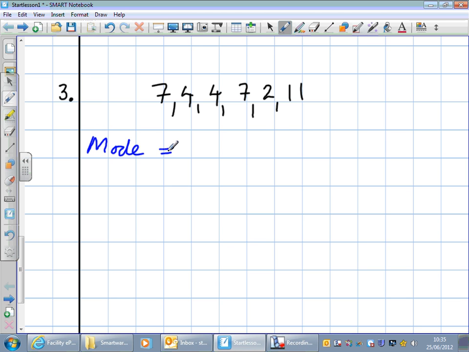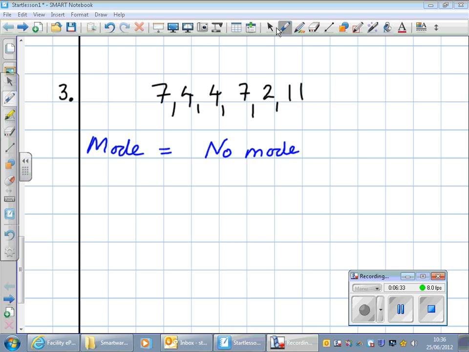Right, the mode. What is he going to be on Watchdog? I'm not a crime program. There is no mode. Is there? Right, now, the median. Why was there no mode? Because no bit of data appeared more than any other. 4 occurred twice, but so did 7.